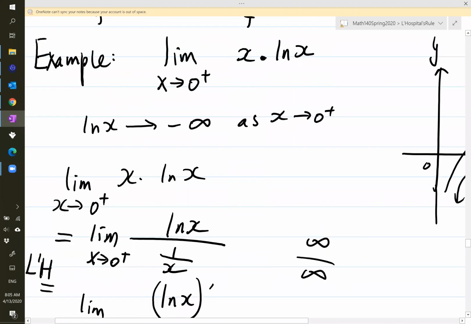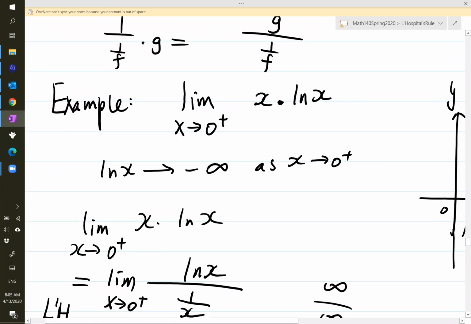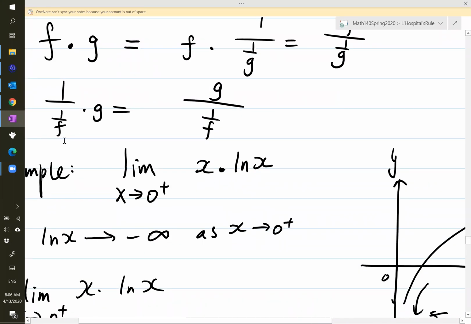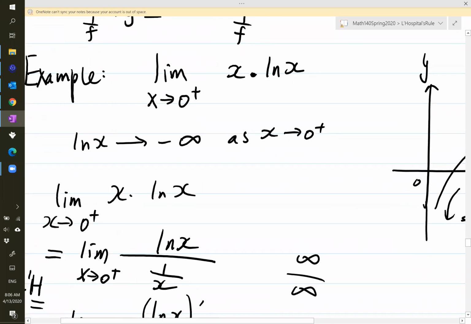Remember, L'Hopital's rule applies to a fraction, f over g, of the type 0 over 0 or infinity over infinity. If this is not in the form of a fraction, then we use some algebra to transform it to a fraction. A good example is x times ln x as x goes to 0 plus. One factor approaches 0, one factor approaches infinity.